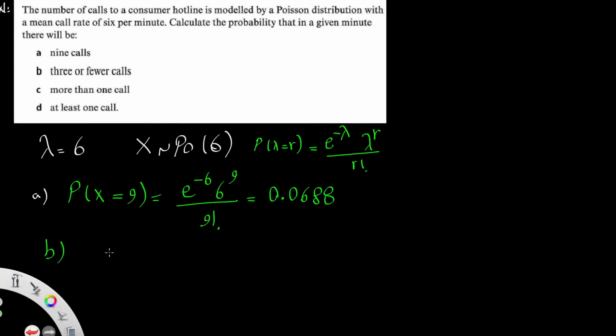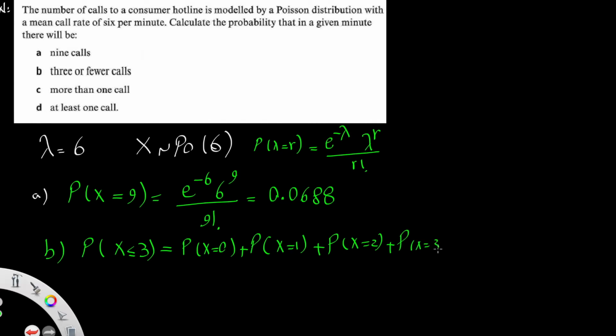Now part B. It says the probability of 3 or fewer calls. So the probability that X is less than or equal to 3. So X could be 0, or X can be 1, or X can be 2, or X is equal to 3. Now for X equal to 0, it will be e to the power of minus 6, 6 to the power of r, in this case 0, over 0 factorial, plus e to the power of minus 6.